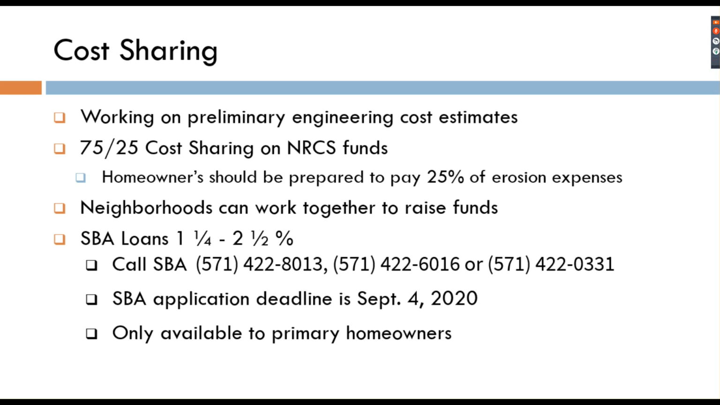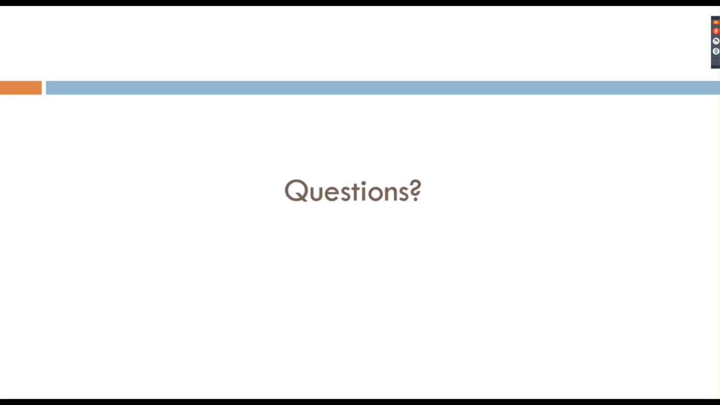The last item to be aware of is that these SBA loans are only available to primary homeowners. So if your home on your property is a secondary home, that home would not be eligible for the SBA loan application. And that's what I had for erosion today. I'd like to turn it over now back to Dave Kepler for the Q&A portion of the program.